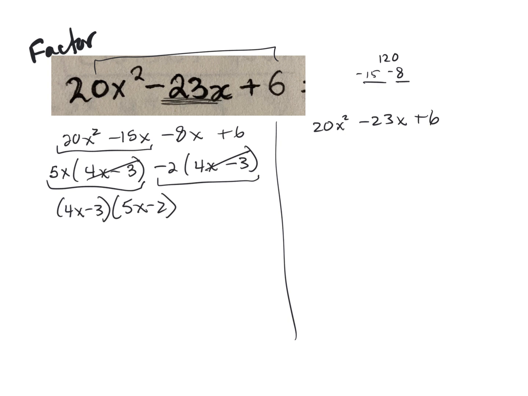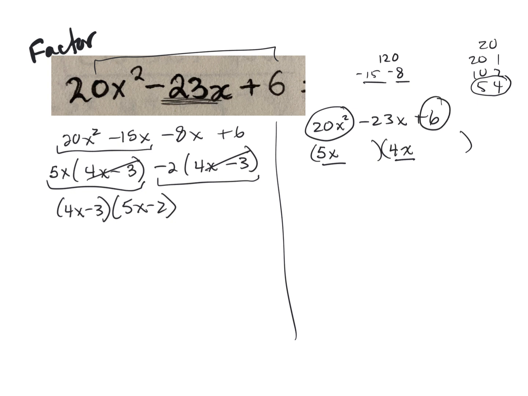So I know that this has to be in two brackets. So I take the 20x squared and I have to break it up into two things that multiply together to give me 20x squared. So to get 20, you could get 20 and 1, 10 and 2, or 5 and 4. Usually I start with the two numbers that are closer together. So I'm going to try a 5x there and a 4x there.